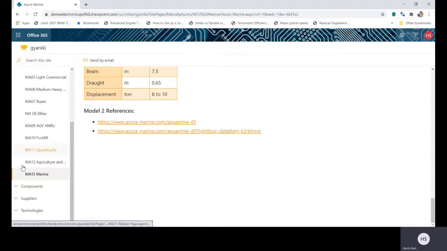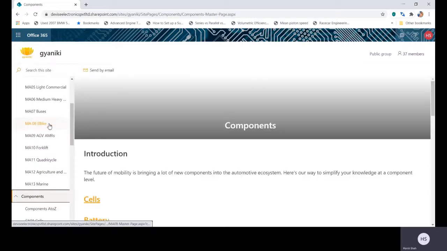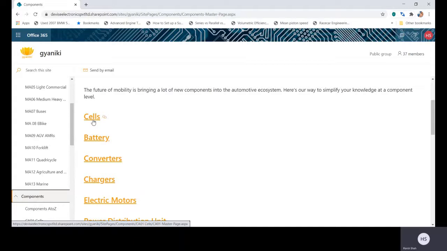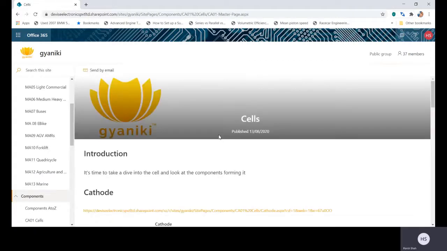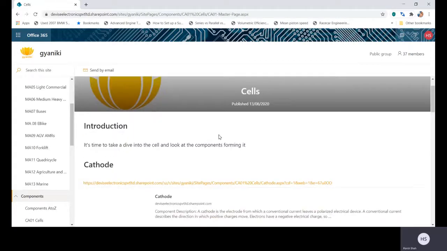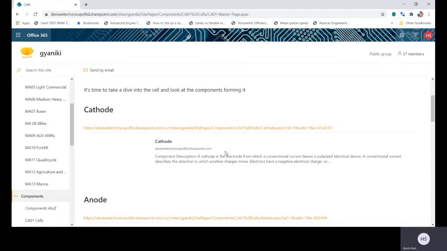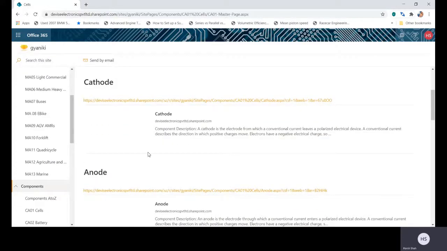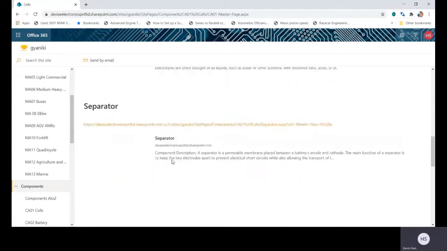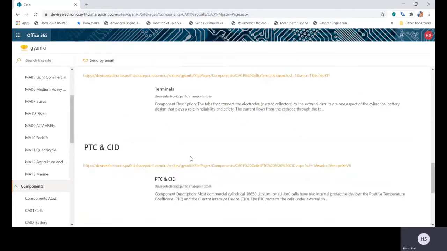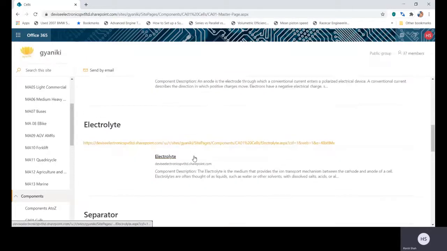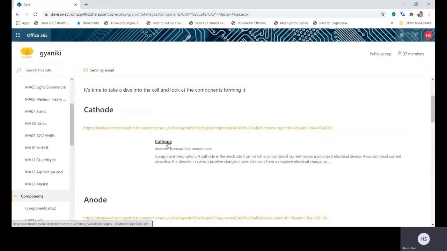Now let's look at some of the other domains. For example, let's say components. Okay, I'm in the components tab and I want to research more in the area of cells. Within cells, of course, things are broken down further into cathode, anode, electrolyte, separator, terminals, etc. Right? Let's say that I would like to learn about the cathode.